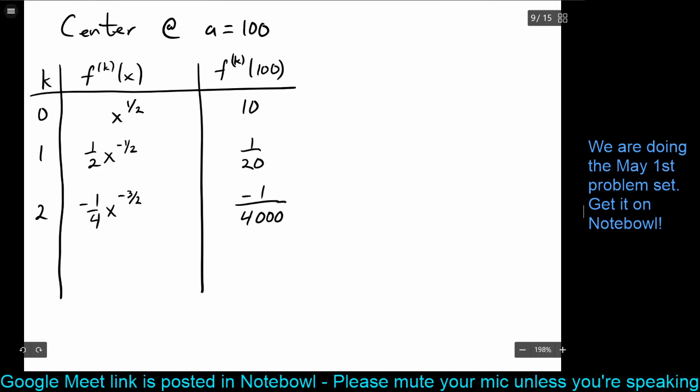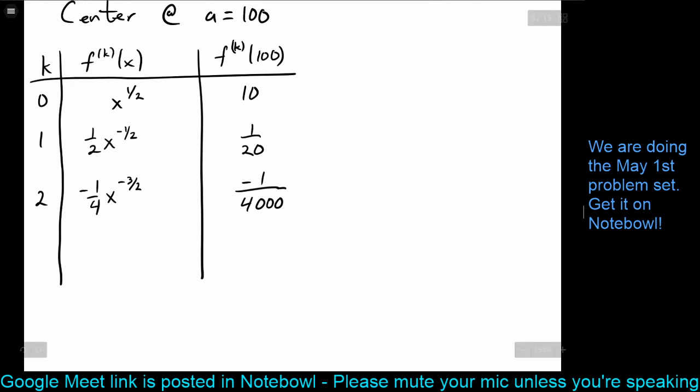Okay. And the nice thing here is, since we're not trying to make the infinite series anymore, simplify these numbers. It'll make your life a lot easier to work with this. Is that right? That's right. Right, and then k is 3, so this is going to be 3 over 8, x to the minus 5/2. Plug in 100, and we're going to get 3 over 800,000. Right?